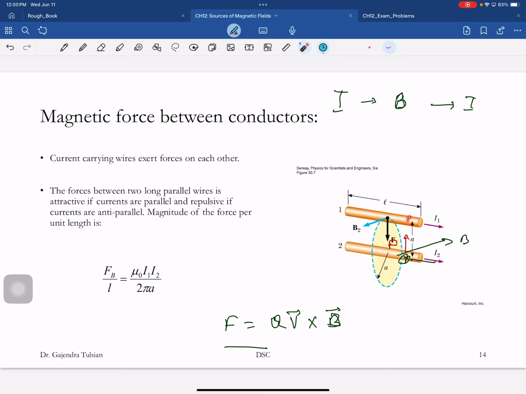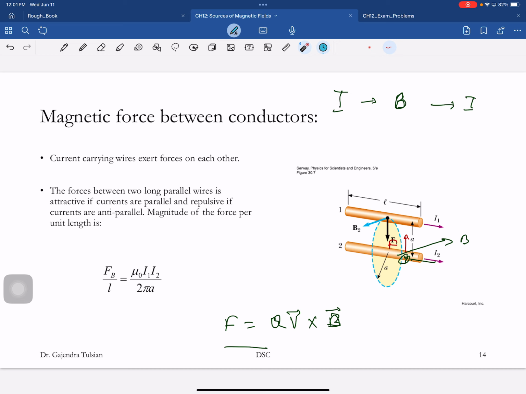These were a bunch of charges, and Newton's third law says this current will exert a force on that one in this direction, equal and opposite forces, and the two wires attract each other. So parallel currents attract each other, with the force per unit length given by that expression. And anti-parallel currents repel each other.